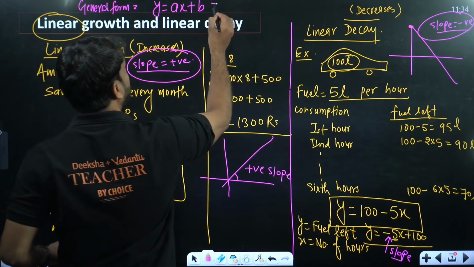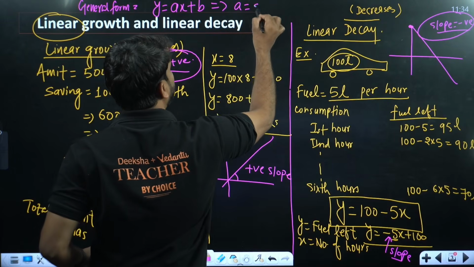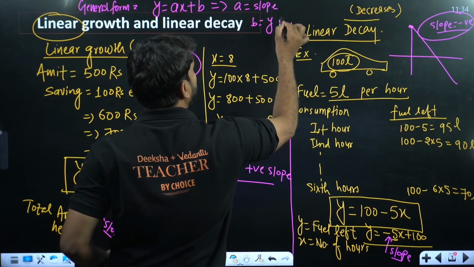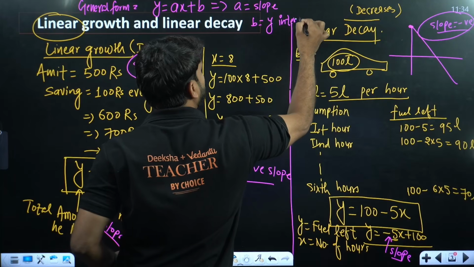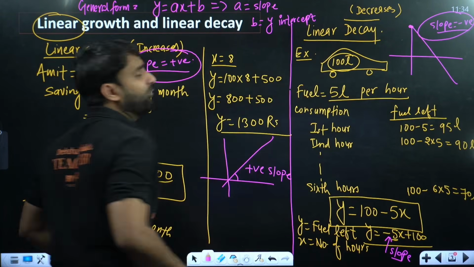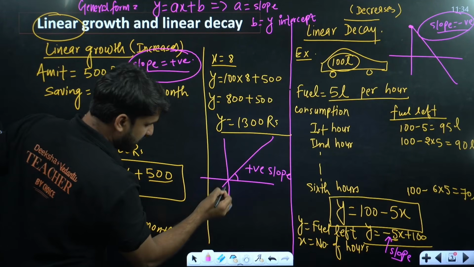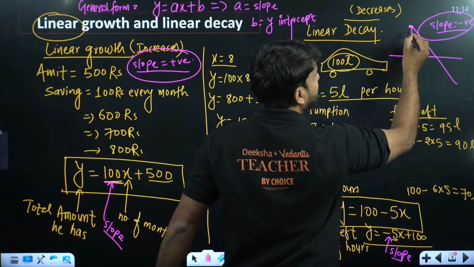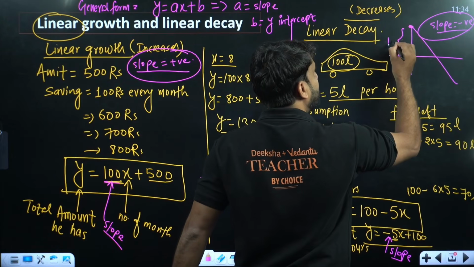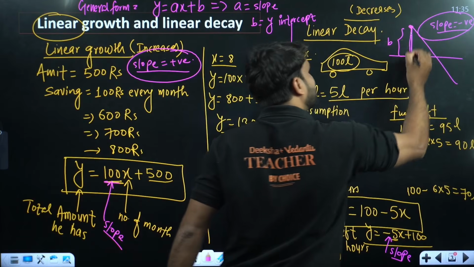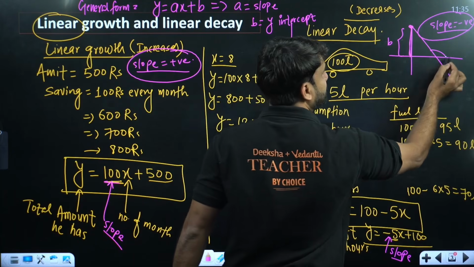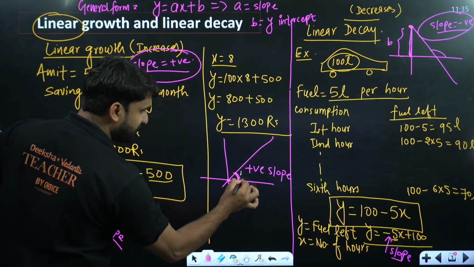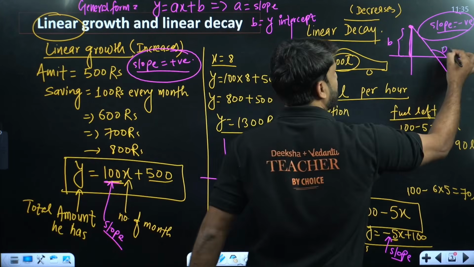And here a is what? A represents slope, and b is what? B is basically the y-intercept. This is called b. Can you see here? Here, intersecting. So this is the y-intercept. Here, this will be the y-intercept. The intersection on y-axis. And slope will be this. Right, and here the slope will be this. This theta will be the slope. This theta, this angle, is slope.